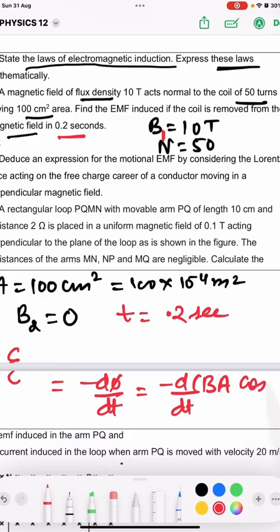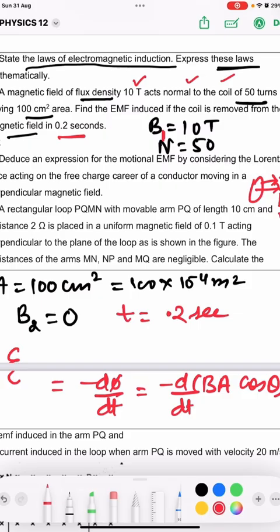BA cos theta you should write, but theta is fixed, and you can see here field is acting normal to the coil. It's written here. Because the field is acting normal to the coil, like this is the coil and this is magnetic field. So you can see field is acting normal to the coil. So where is the normal? Normal to the coil is like this.